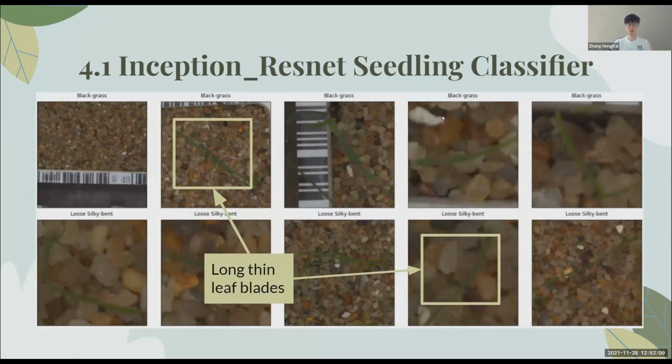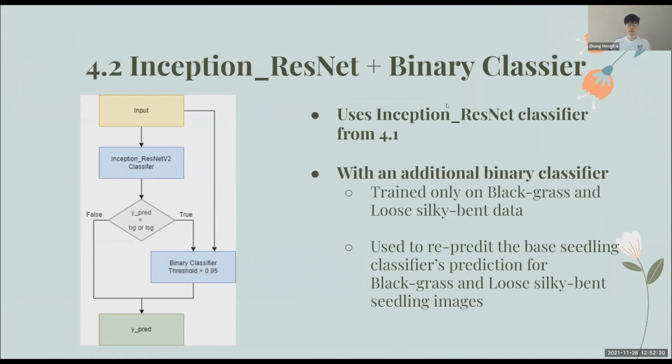One hypothesis for this confusion was that both blackgrass and loose silky-bent have similar features, which made it difficult for our model to extract unique features from each seedling and differentiate them. To tackle this problem, we propose a model that uses an additional binary classifier, as shown in the figure on the left. The binary classifier was trained only using loose silky-bent and blackgrass images to further improve the Inception ResNet v2 classifier's prediction for these two seedlings.